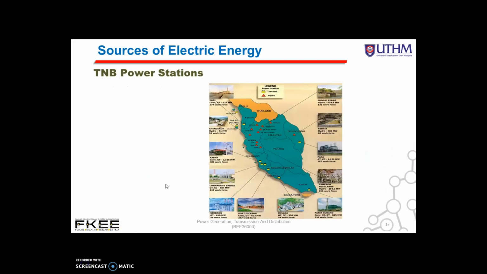This is the Tenaga Nasional Berhad power stations in Peninsular Malaysia. You can see here we have the thermal stations and also the hydro stations: Sungai Perak hydro, Kenyir hydro, Paka gas turbine combined cycle, Cameron Highlands hydro, and so on.